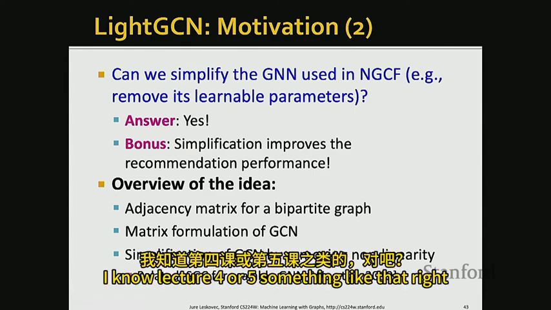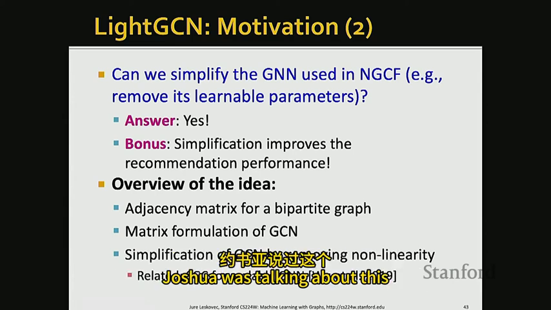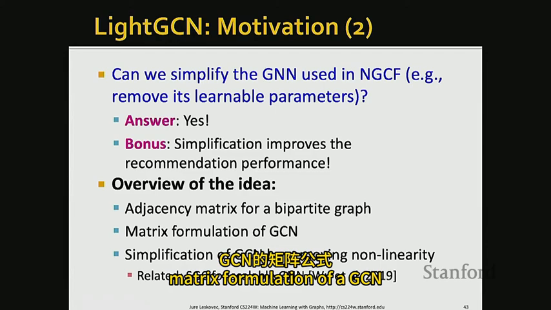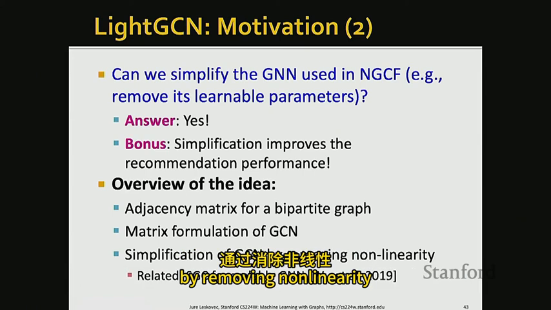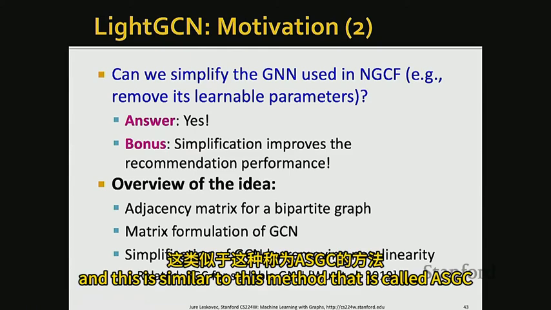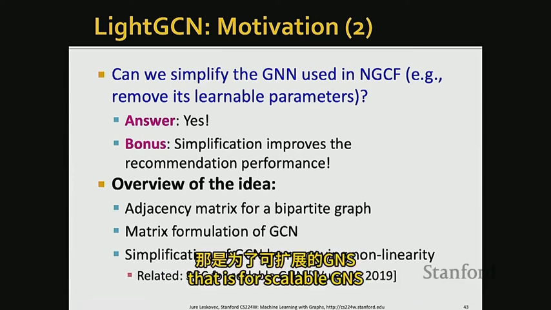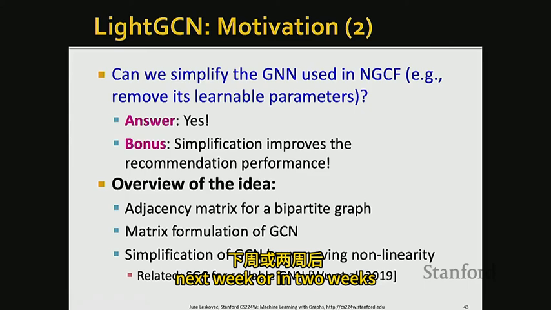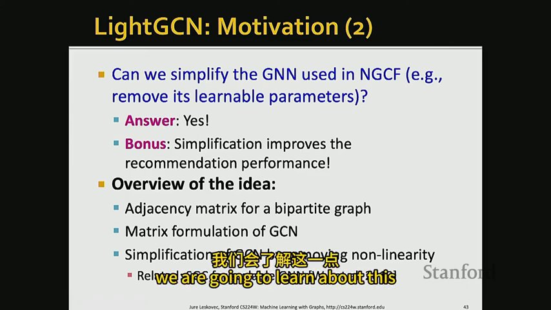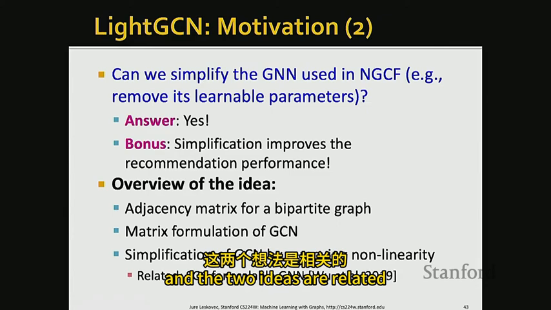This is, I don't know, lecture 4, 5, something like that, right? Joshua was talking about this matrix formulation of a GCN. And then we are actually going to simplify the GCN by removing nonlinearity. And this is similar to this method that is called SGC, that is for scalable GNNs. And I think this lecture will come next week or in 2 weeks. Okay, so we are going to learn about this, and the two ideas are related.